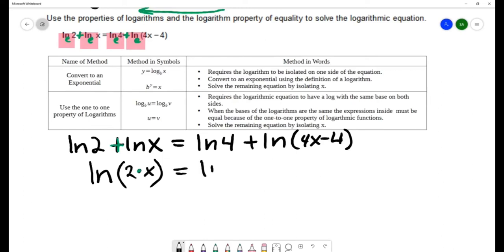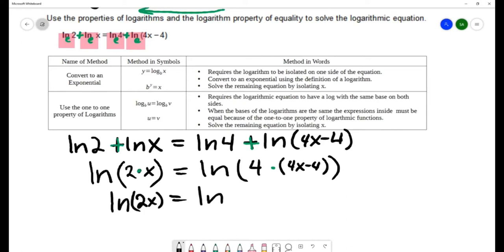The same thing happens on the other side of the equation. We're going to condense with multiplication because we have addition of two logs with the same base. So this becomes 4 times 4x minus 4. Writing that a little bit more simply, that's natural log of 2x equals natural log of 16x minus 16.